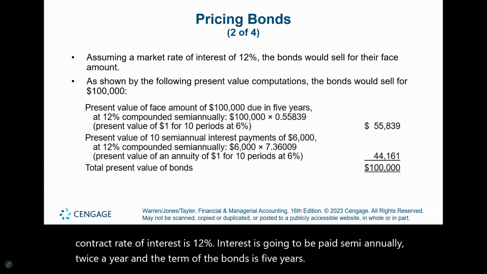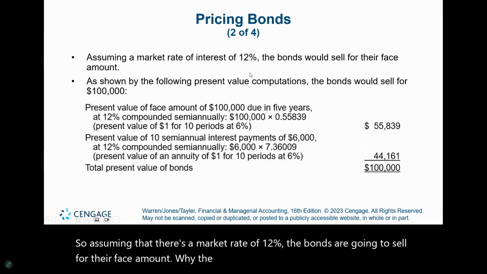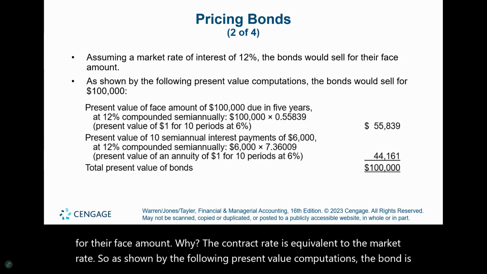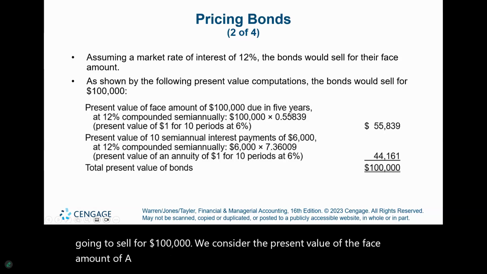So assuming that there's a market rate of 12%, the bonds are going to sell for their face amount. Why? The contract rate is equivalent to the market rate. So as shown by the following present value computations, the bond is going to sell for $100,000. We consider the present value of the face amount of $100,000 due in 5 years.